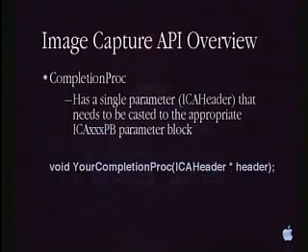So the completion proc has a single parameter, and that's the ICA header that you have to typecast to whatever call result you're expecting. We will have a look at that in a bit. So I will show you how to write a small image capture application, and then we will look at that. If we look at all our APIs, we can group them into more or less 3 groups.